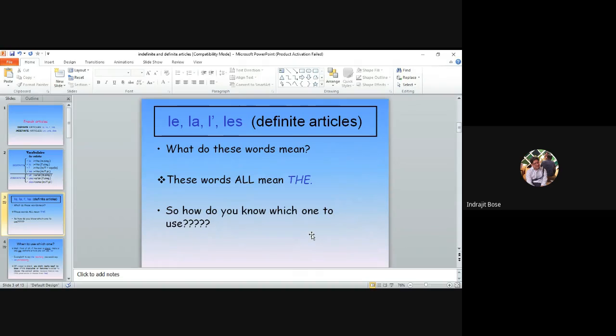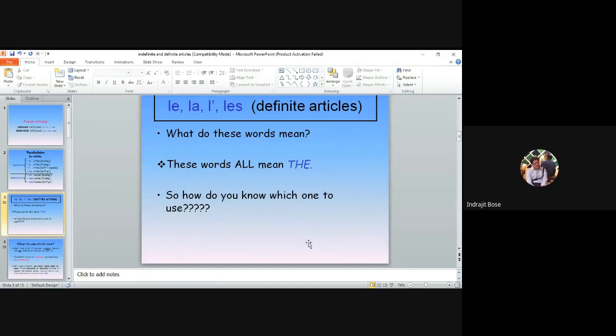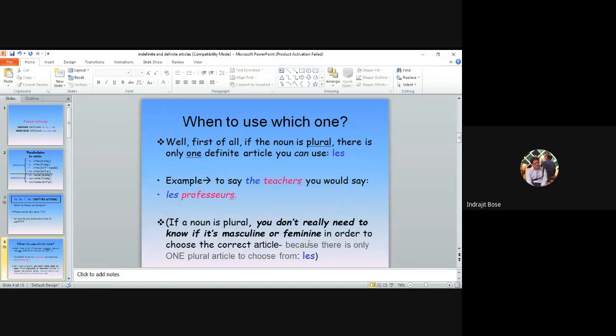Now, le, la, l'apostrophe, and les, these are the definite articles. These words all mean the. Now, how do we know which to use? The use of the definite article will be entirely dependent on the gender and number of the nouns which we are using.